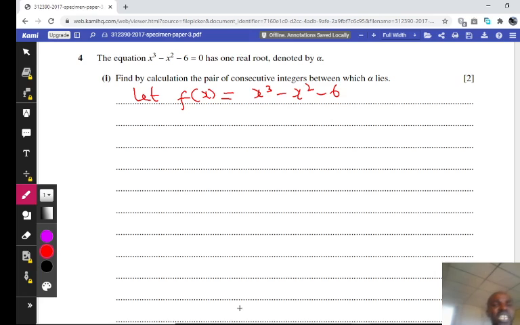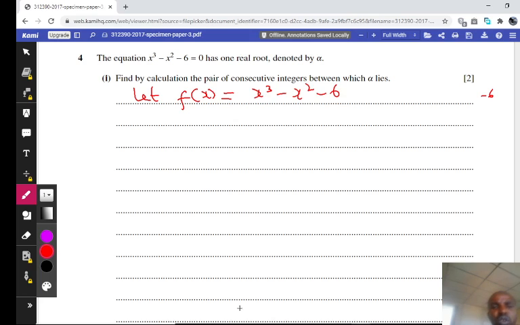If you put f of 1 here, it means where there is x, we are supposed to put 1. It will be 1 cubed minus 1 squared, which is 1 minus 1, so it will be 0. Then minus 6, it will be minus 6, right? Then let's put f of 2, to see if there's a sign change. Then you can conclude that the pair of values is 1 and 2. But if there's no sign change, then you move on to the next integer, which is 3.